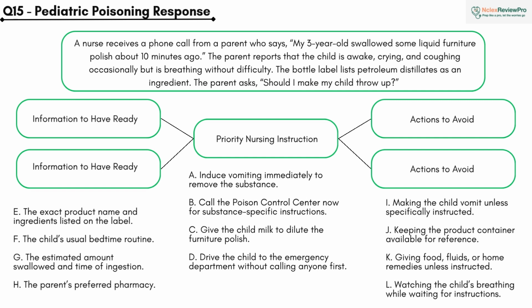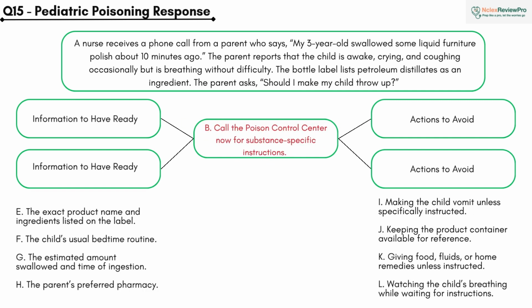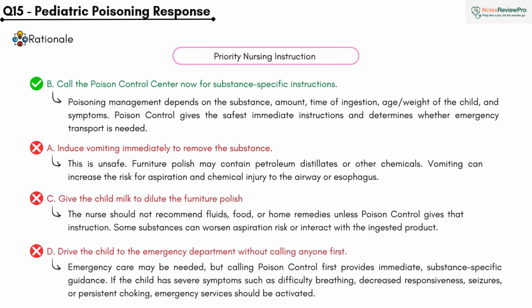All right, let's break this down. For the priority nursing instruction, the correct answer is option B. Call the Poison Control Center now for substance-specific instructions. This is the priority because the child is currently awake and breathing without difficulty, so the situation is stable enough to call poison control first. Poisoning care depends on the exact substance, amount swallowed, time of ingestion, the child's age and weight, and the child's symptoms.